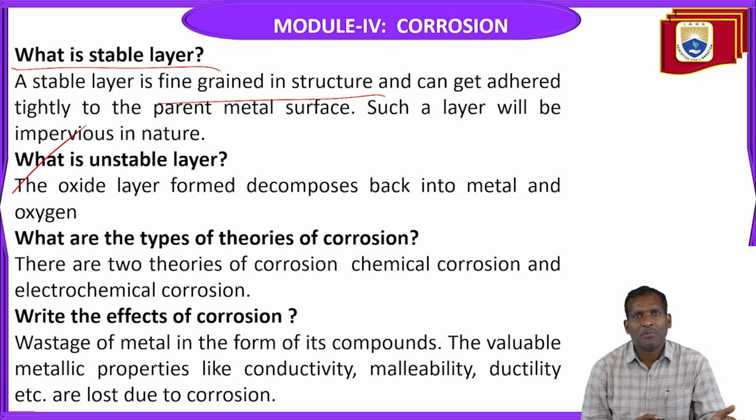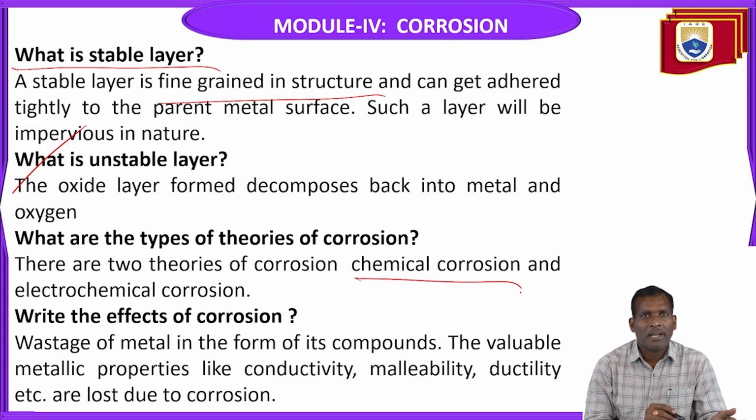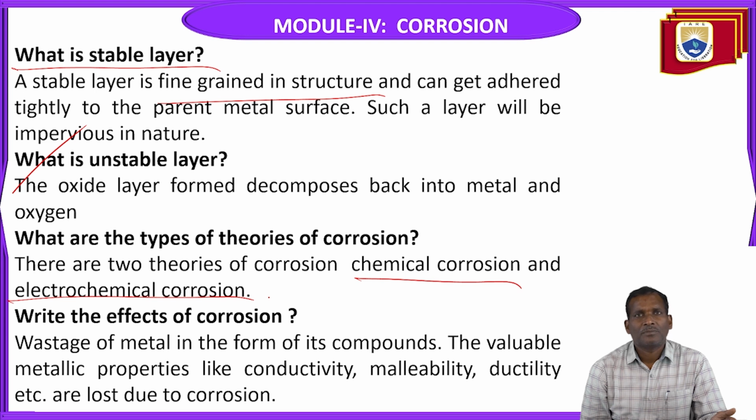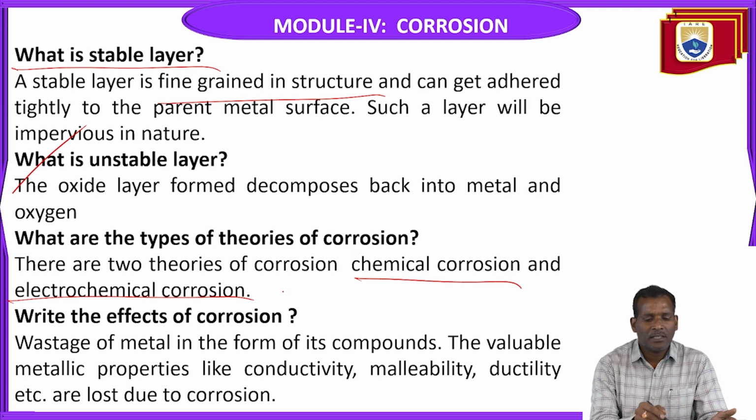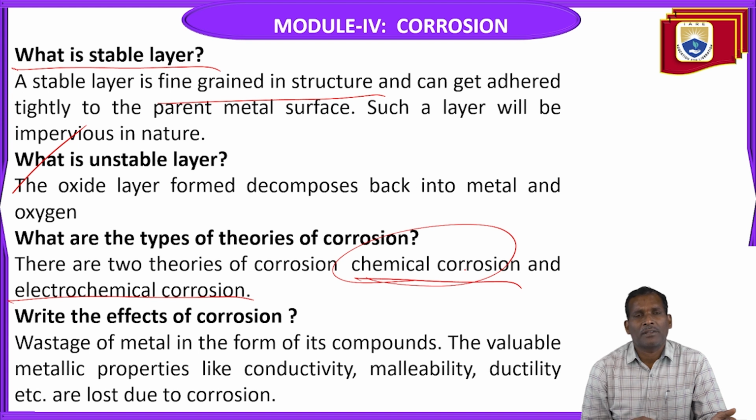So what are the types of theories of corrosion? There are two theories: one is chemical corrosion and the other is electrochemical corrosion. Electricity is required in electrochemical corrosion. In chemical corrosion, it is not required. These two theories are important in corrosion.